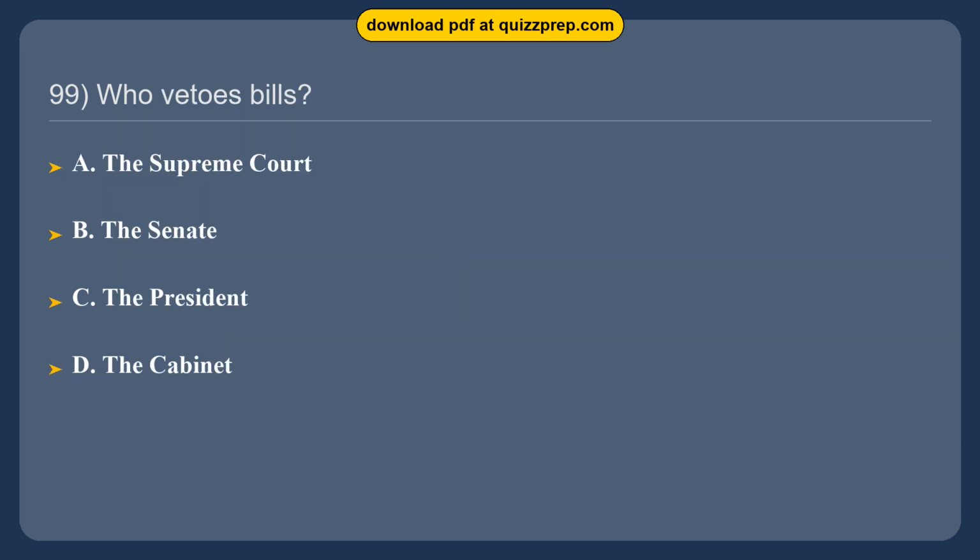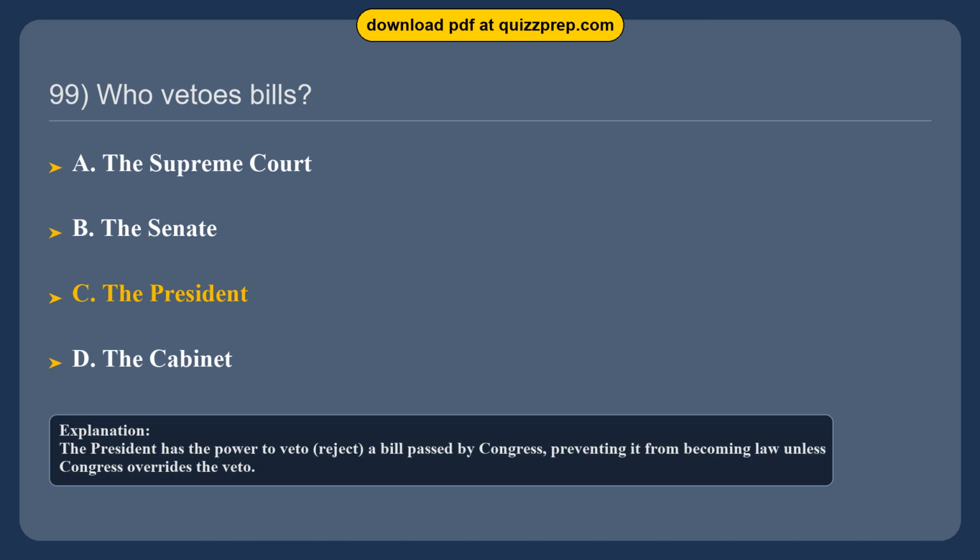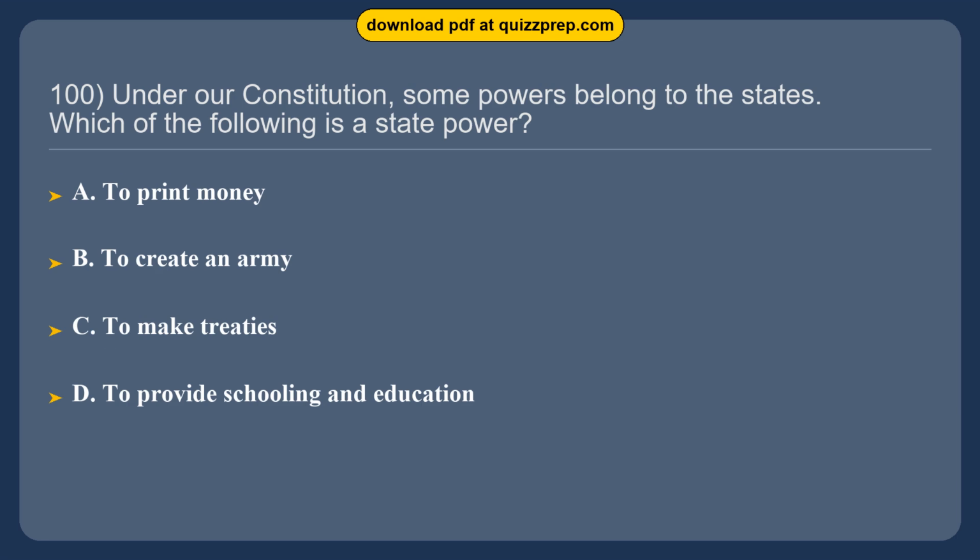Question 99. Who vetoes bills? Option A, the Supreme Court. Option B, the Senate. Option C, the President. Option D, the Cabinet. The correct answer is option C, the President. The President has the power to veto, reject, a bill passed by Congress, preventing it from becoming law unless Congress overrides the veto.